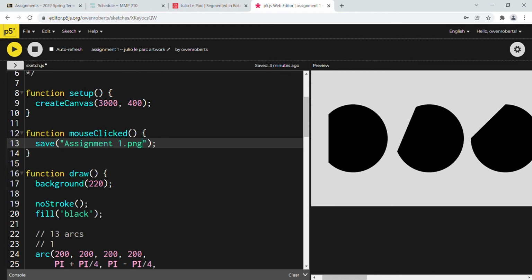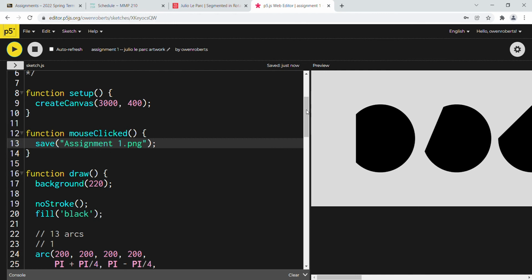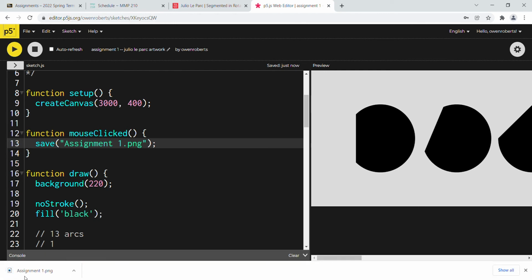There's a little bit of a trade-off. PNG is higher file size. JPEG is a little bit worse quality. So with this one, it's not going to be too big. So when I run the program again, if I click on the image, you'll see it's going to save PNG, and that's going to be in my downloads folder most likely.